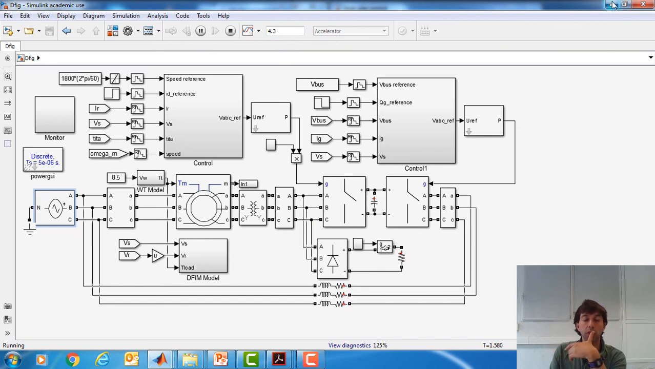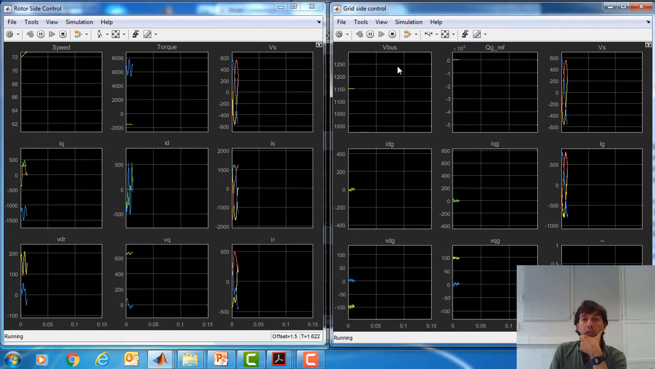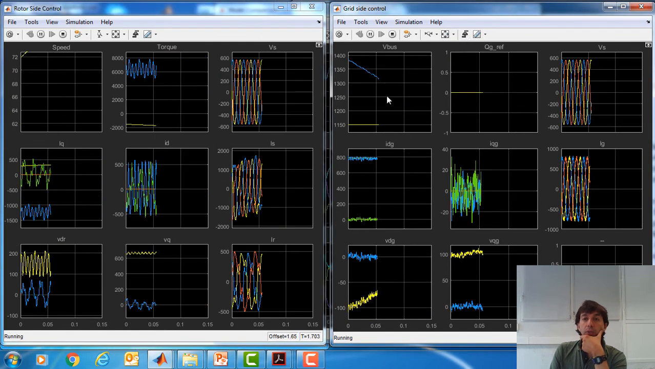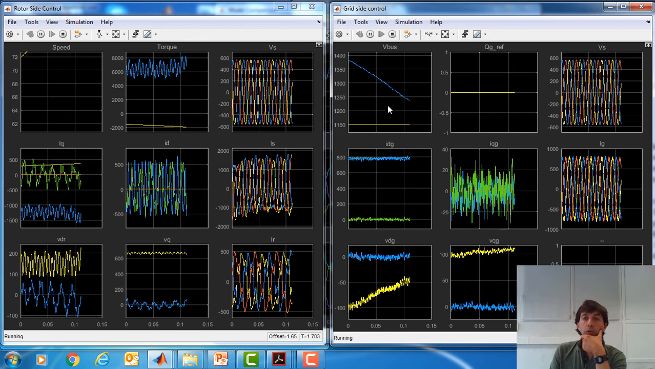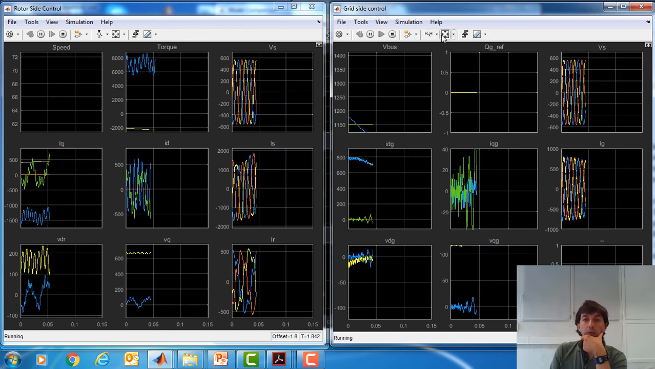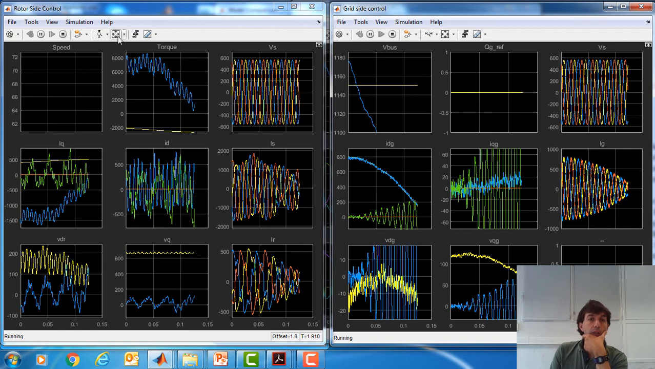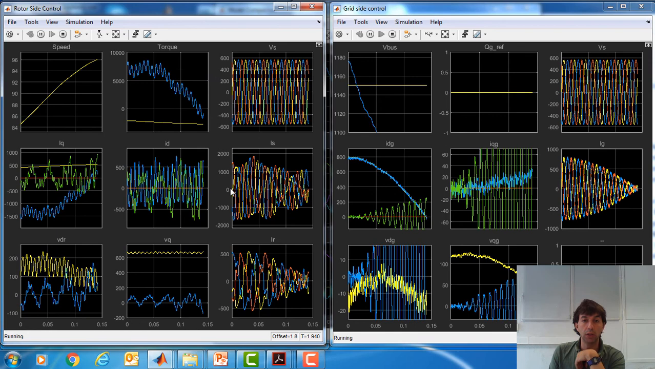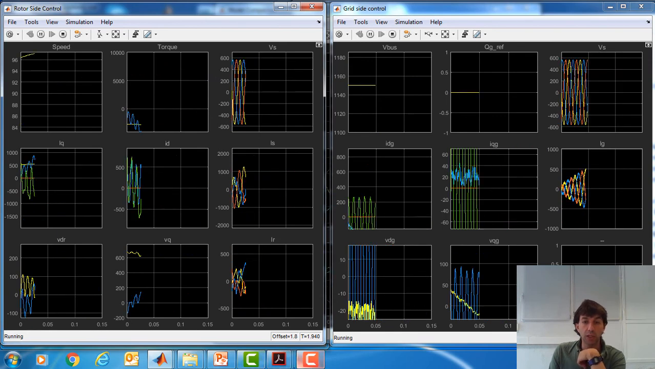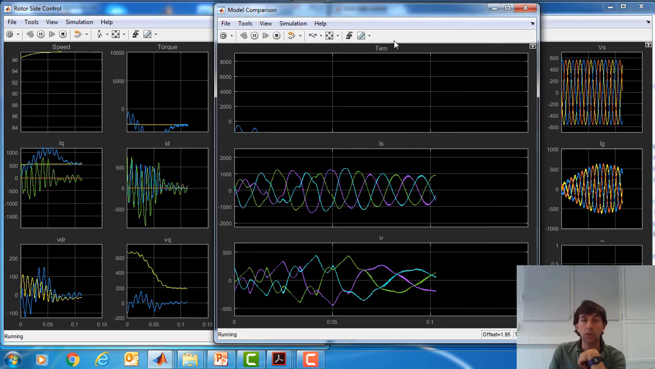So the simulation is running, and here we see how at the beginning we have at the grid side converter a big overshoot at the DC bus voltage. Now there is control of it. It is working, it seems, the current loops and so on. And here we can see the model comparison.